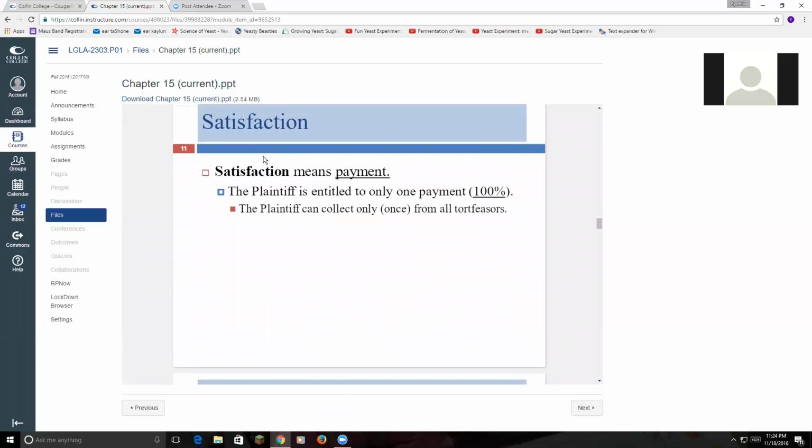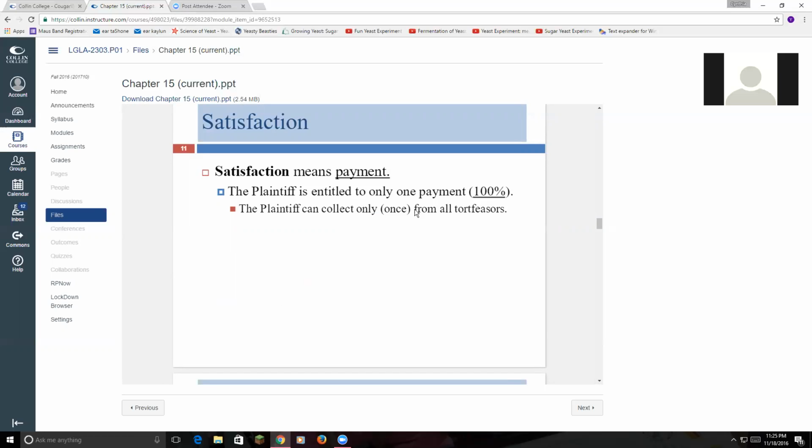Satisfaction means payment. So when we say the plaintiff is entitled to only one satisfaction, we mean he's entitled to get 100% of his damages, but not 101%. And so he can just collect once. So let's say that, going back to my second example, Bob is 51% responsible, Ann is 20% responsible, David is 19% responsible, and Louise is 10% responsible. Ann is still judgment proof, so her 20% Louise can't collect. But because Bob is over 50% responsible, Louise can go to Bob and say, pay me your 51% and Ann's 20%.